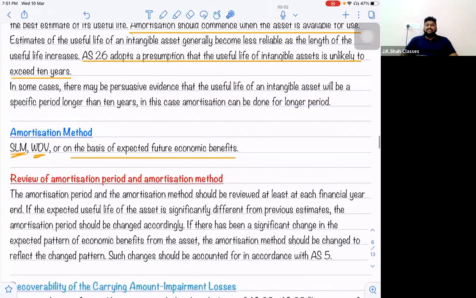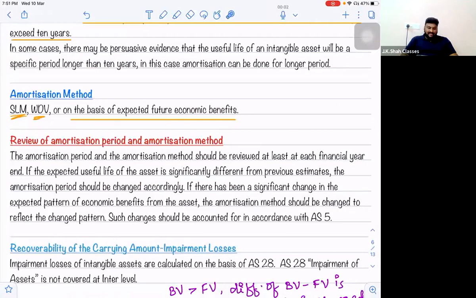Then, amortization methods. You can either follow SLM or WDV method, or you can also amortize on the basis of expected future economic benefits. Now, what is the logic of expected future economic benefits? Purely on the basis of what inflows you are earning from that asset, in the same proportion of your economic benefits, you will amortize the particular asset.